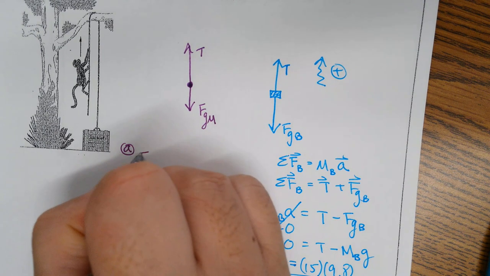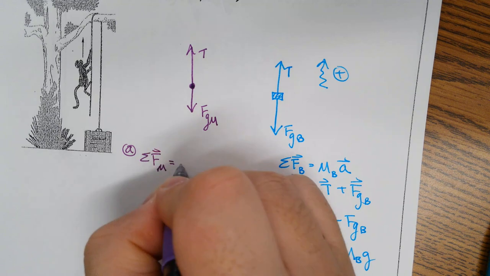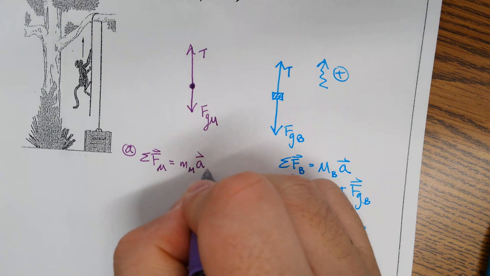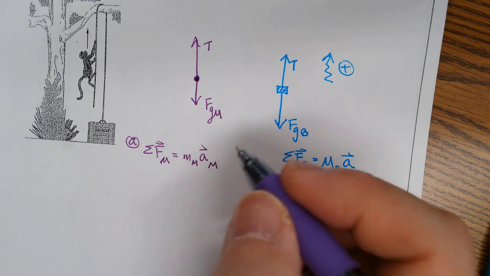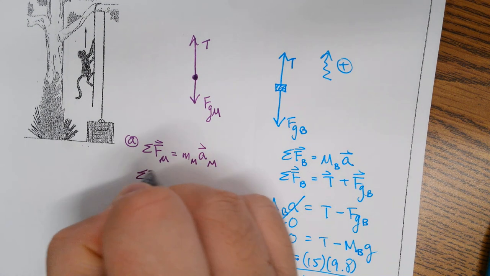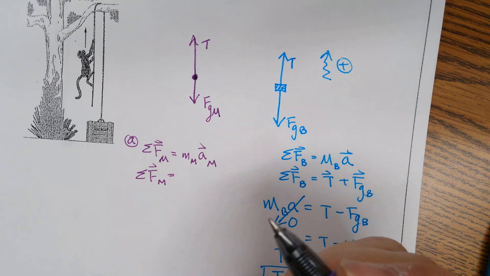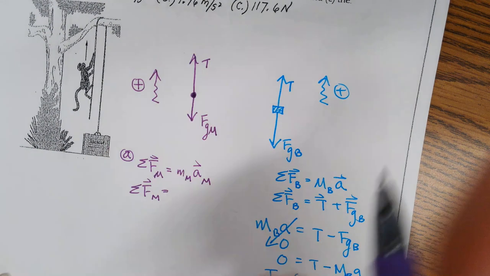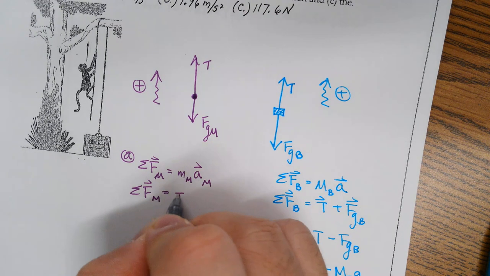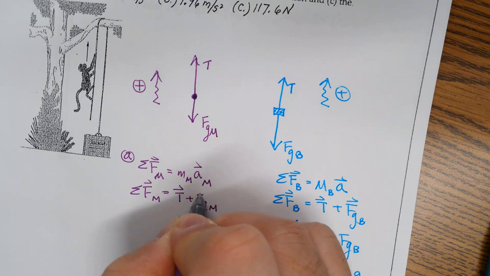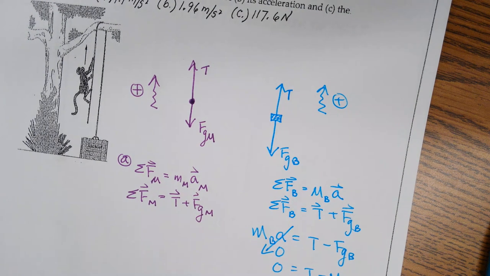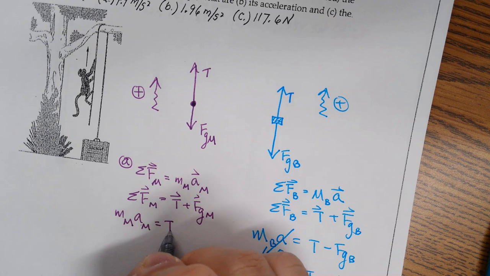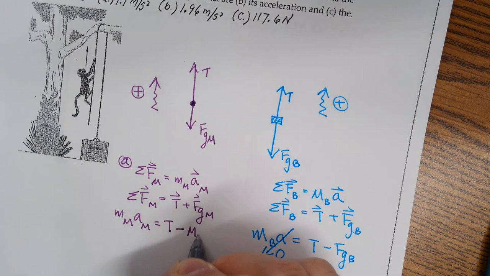So for part A, the sum of all forces for the monkey is equal to M monkey A, because the monkey is definitely accelerating. Now, the sum of all forces for the monkey. There are two forces. I'm going to consider this direction to be positive, since this monkey is climbing up. So here, I have tension plus Fg monkey, and I think that's the only two forces we have, really. So if I set them equal to each other, the mass of the monkey times the acceleration of the monkey is equal to tension positive minus m monkey times g.